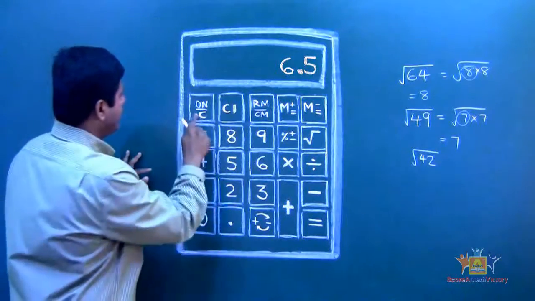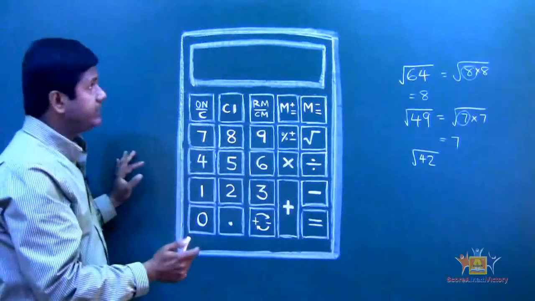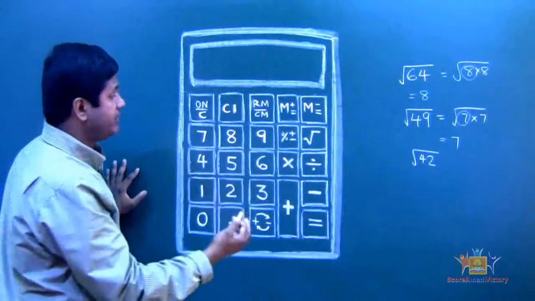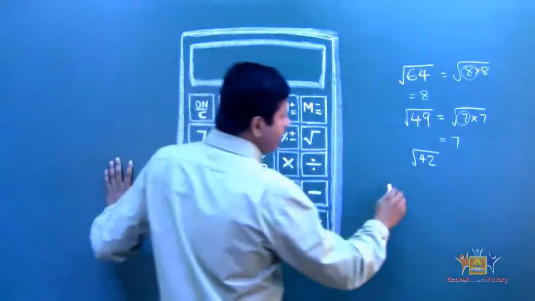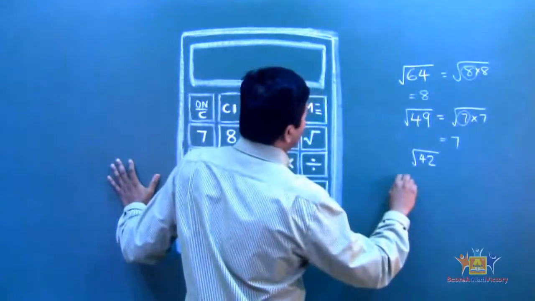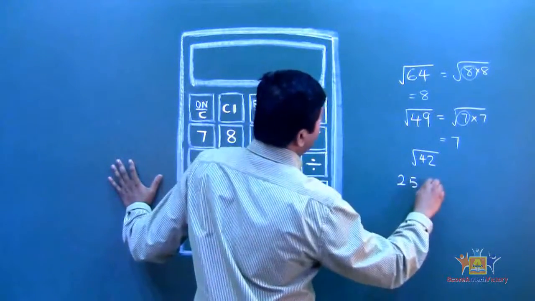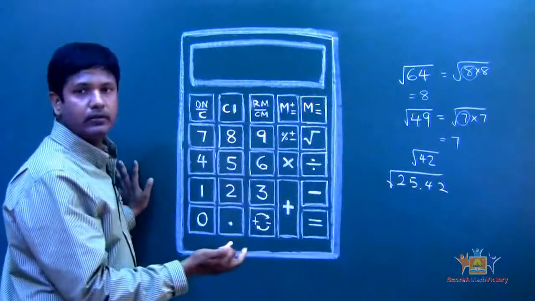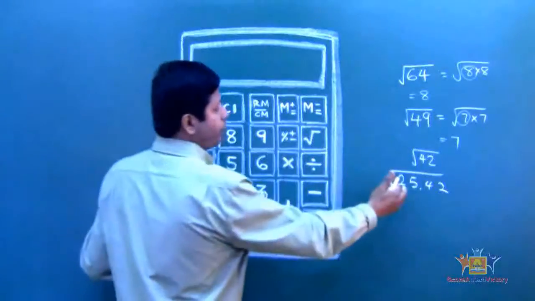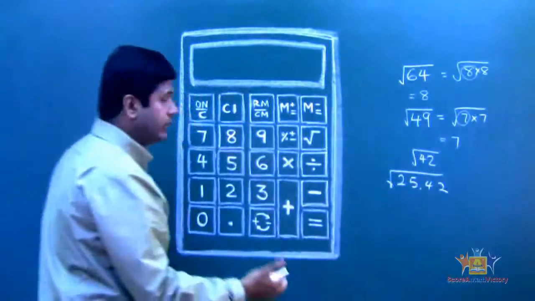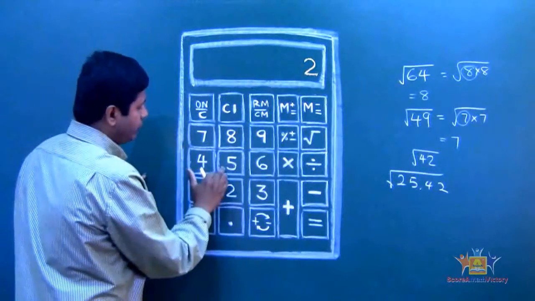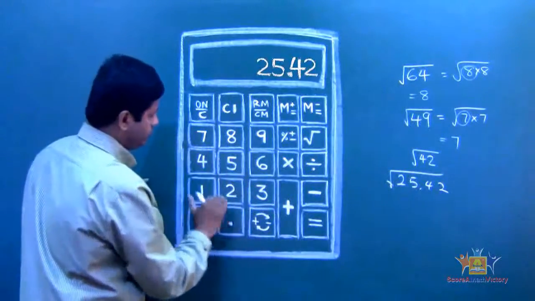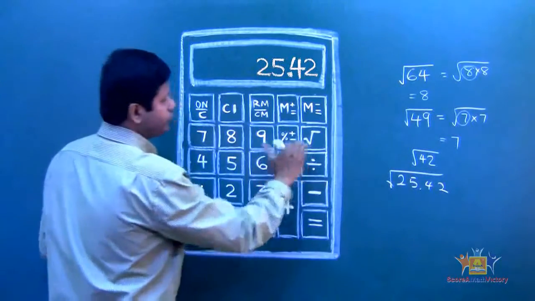All right, so we're going to clear it. Now let's look at another number. Let's say I want to find the square root of a decimal number. This time I want to find the square root of 25.42. How do I do that? Pretty easy. You press 25.42 and then you press the square root.